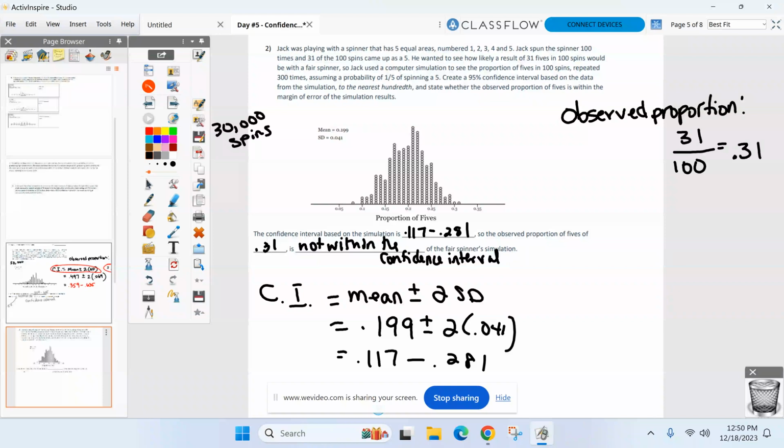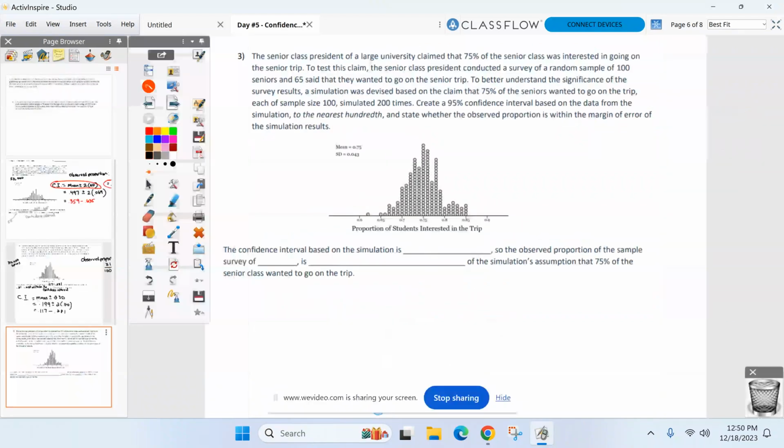Questions? All right, one more here with you, and then I want to see you do a couple on your own. All right, look at that, senior class trip. We're only going to do the senior class trip if 75% of the senior class wants to go on it. So to test this, we went out and sampled 100 seniors and 65 said they wanted to go on it.